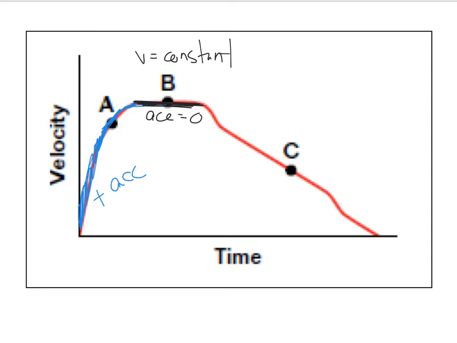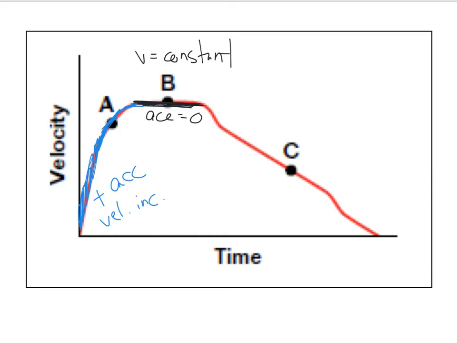Over here you had positive acceleration, so the velocity was increasing. And it's crazy because we don't even have an acceleration graph. We have a velocity graph. Yet we can see what the acceleration is by looking at the change in velocity. Because change in velocity is acceleration.